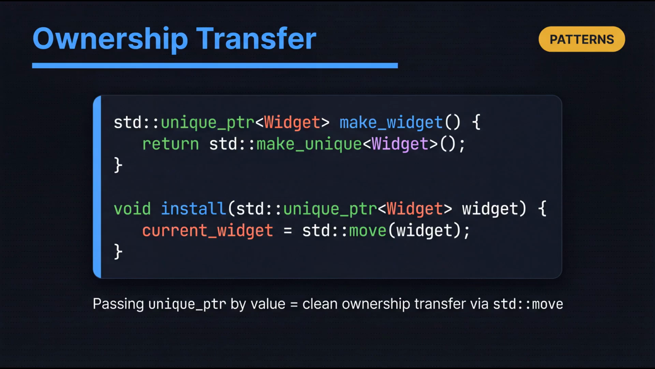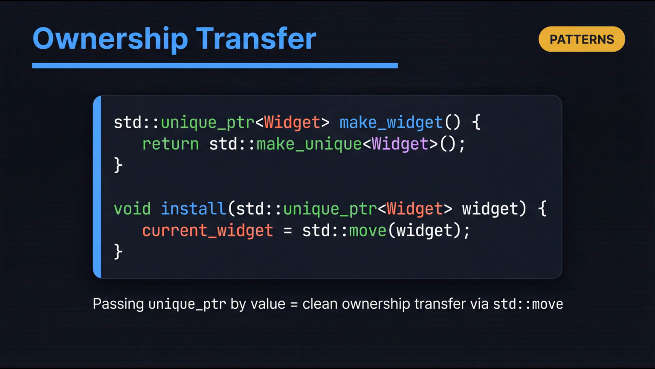Unique pointer expresses single ownership, but ownership can be transferred. The function makeWidget creates a widget and returns it as a unique pointer. The caller receives ownership. The function install takes a unique pointer by value. This means the caller must std::move the pointer in, explicitly giving up ownership. After the move, the caller's pointer is null. The callee now owns the widget.